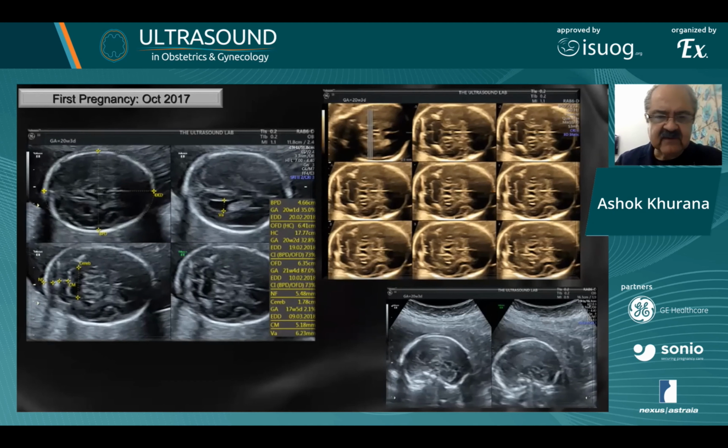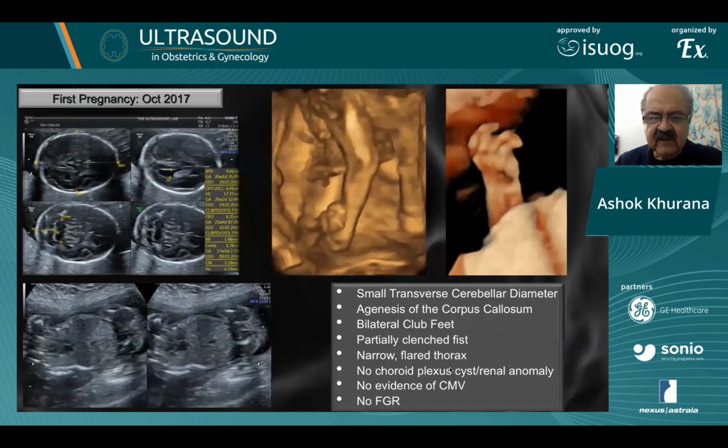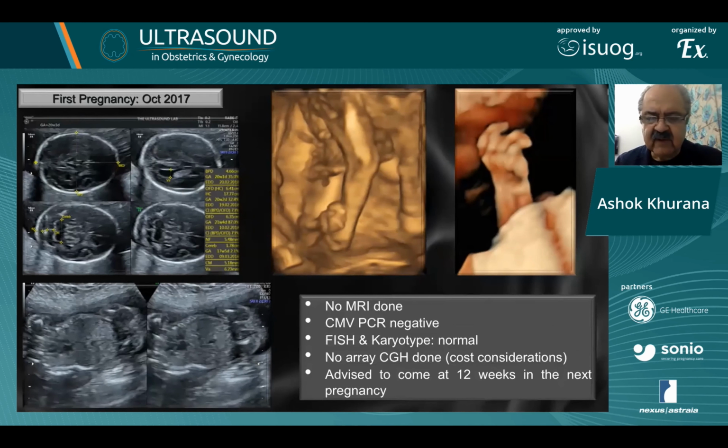And in that first pregnancy of this patient, we realized that in addition to this, we did find a delayed sulcation of the brain. We did find that we're not able to define the corpus callosum in the midline, that there was bilateral club feet, that there was a partial persistent clenching of one wrist, and in addition to that, there was a flaring of the lower part of the chest. There was no additional evidence of cytomegalovirus infection and no growth restriction, no choroid plexus cyst, and no renal anomaly. She couldn't afford an MRI, but she could afford an amniocentesis where the CMV PCR was negative and a FISH and karyotype were normal. She couldn't afford a microarray.